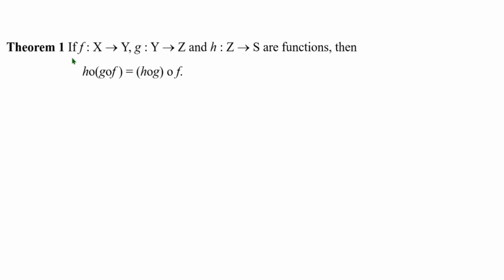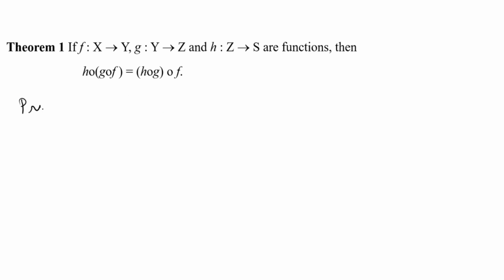The next theorem: if f is a function from x to y, g from y to z, and h from z to s are functions, then h of g of f is equal to h of g of f. So we are given f is a function from the set x to the set y, g from y to z, and h from z to s. We have to show that h of g of f is equal to h of g of f. So if f, g, and h are functions, then these two are equal.